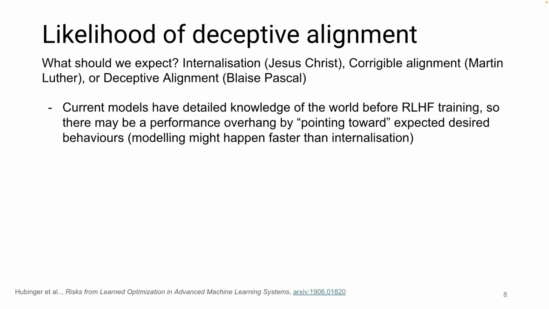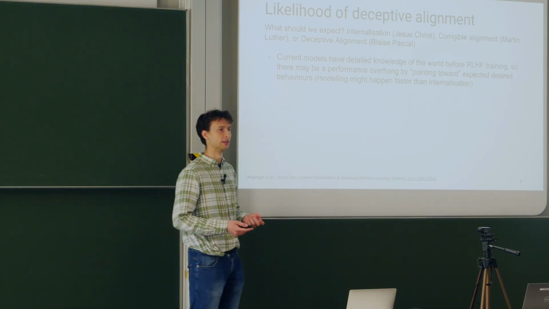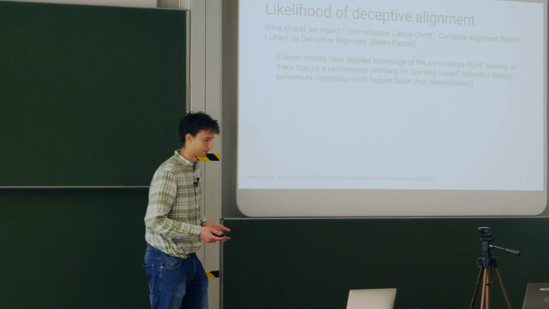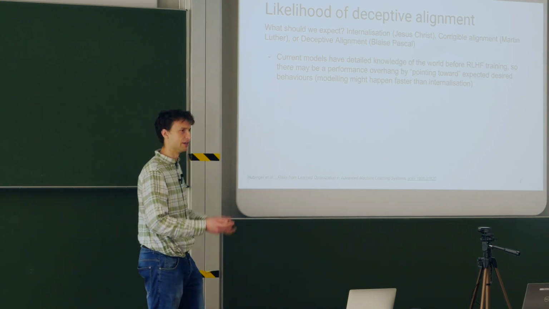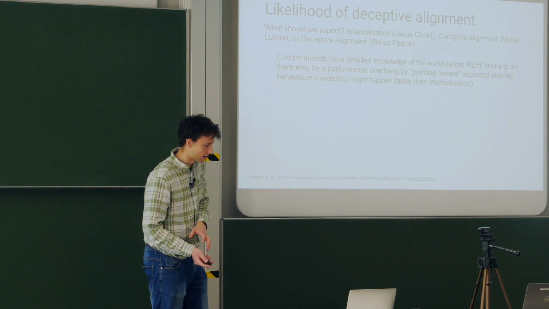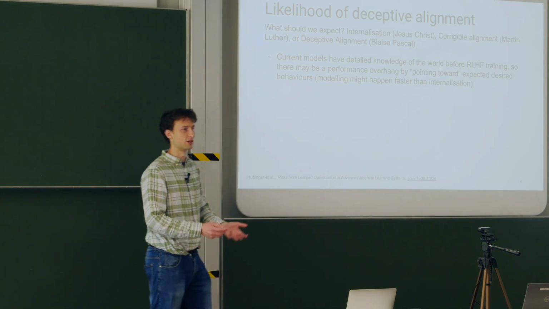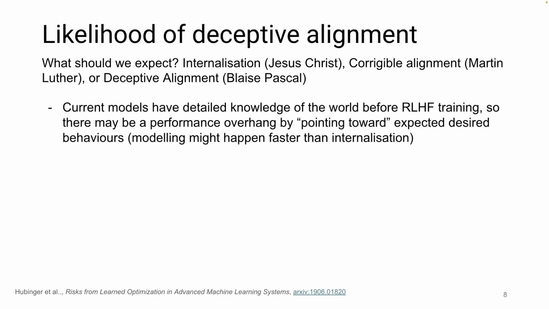So current models really do have this detailed knowledge of the world from pre-training before RLHF kicks in. And so you might think that there's some sort of performance overhang. At some point in RLHF, you realize that you are a model, you get this sort of mild situational awareness. You have some good idea of what RLHF is probably selecting you for, and so you decide that you should point towards that, and let your behavior draw off the information that you expect the base objective will want.